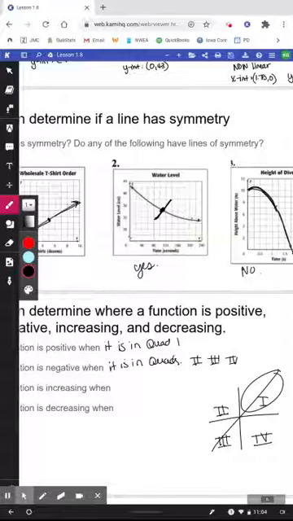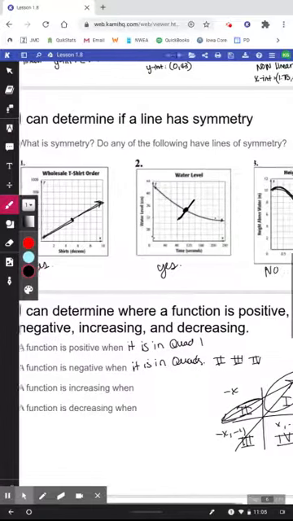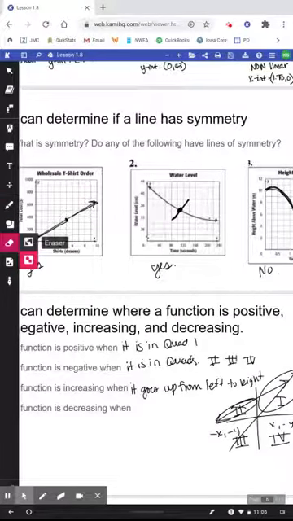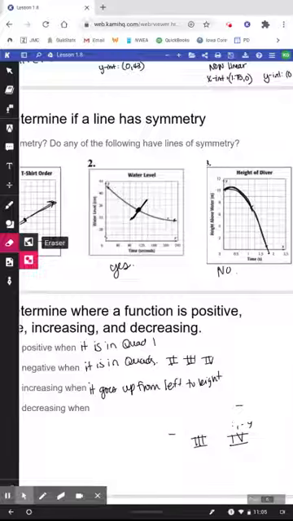Because if it was over here, my thing right here, it would still have a negative x value. Down here, it would have negative x and negative y. And this one would be a positive x, however, still a negative y. A function is increasing when it goes up from left to right. And a function is decreasing when it goes down from left to right.